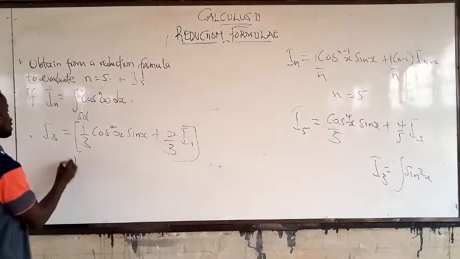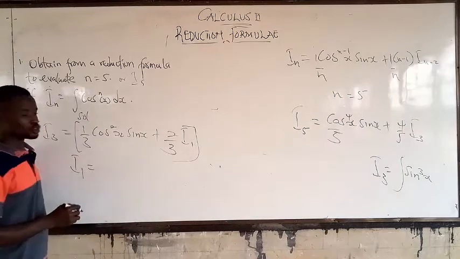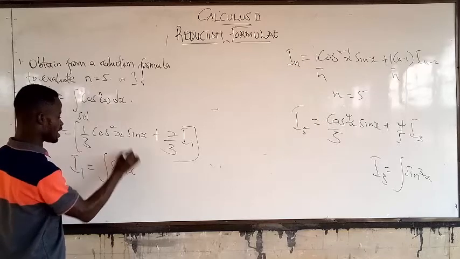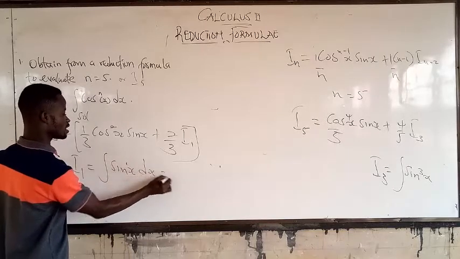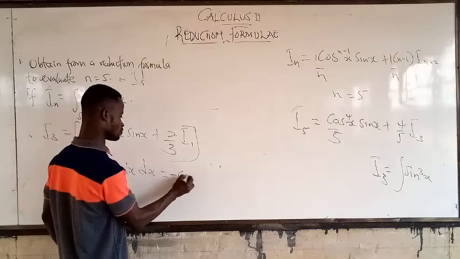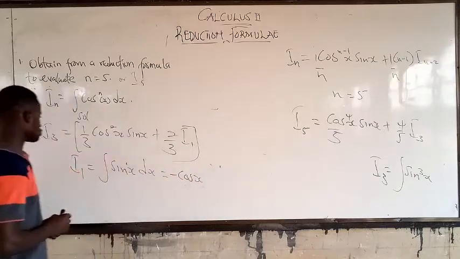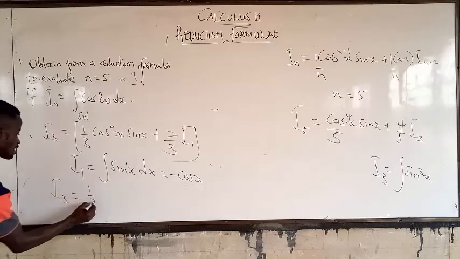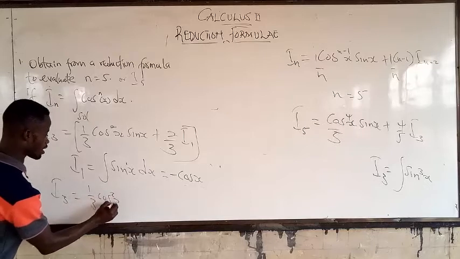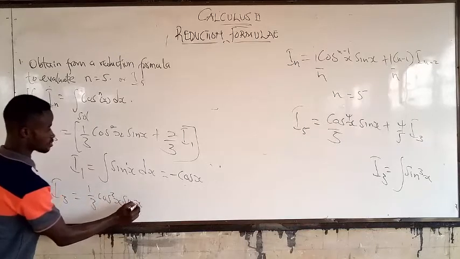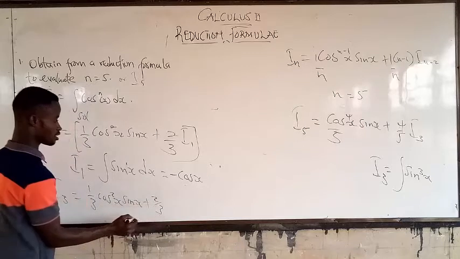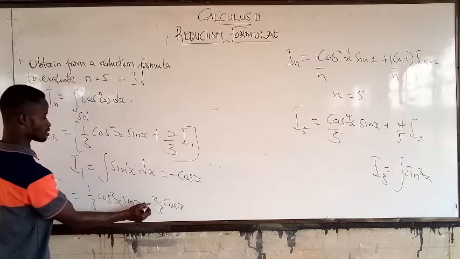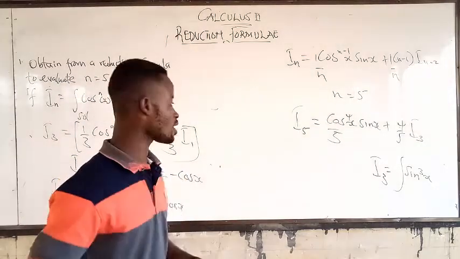But don't forget, I1 is also going to be equal to the integral of sin x to the power 1 dx. And this we all know is negative cos x. Very good. So the I3 is exactly going to be 1 over 3 cos squared x sin x plus 2 over 3 cos x, the negative, so here will be minus. So that's how we use the reduction formula.